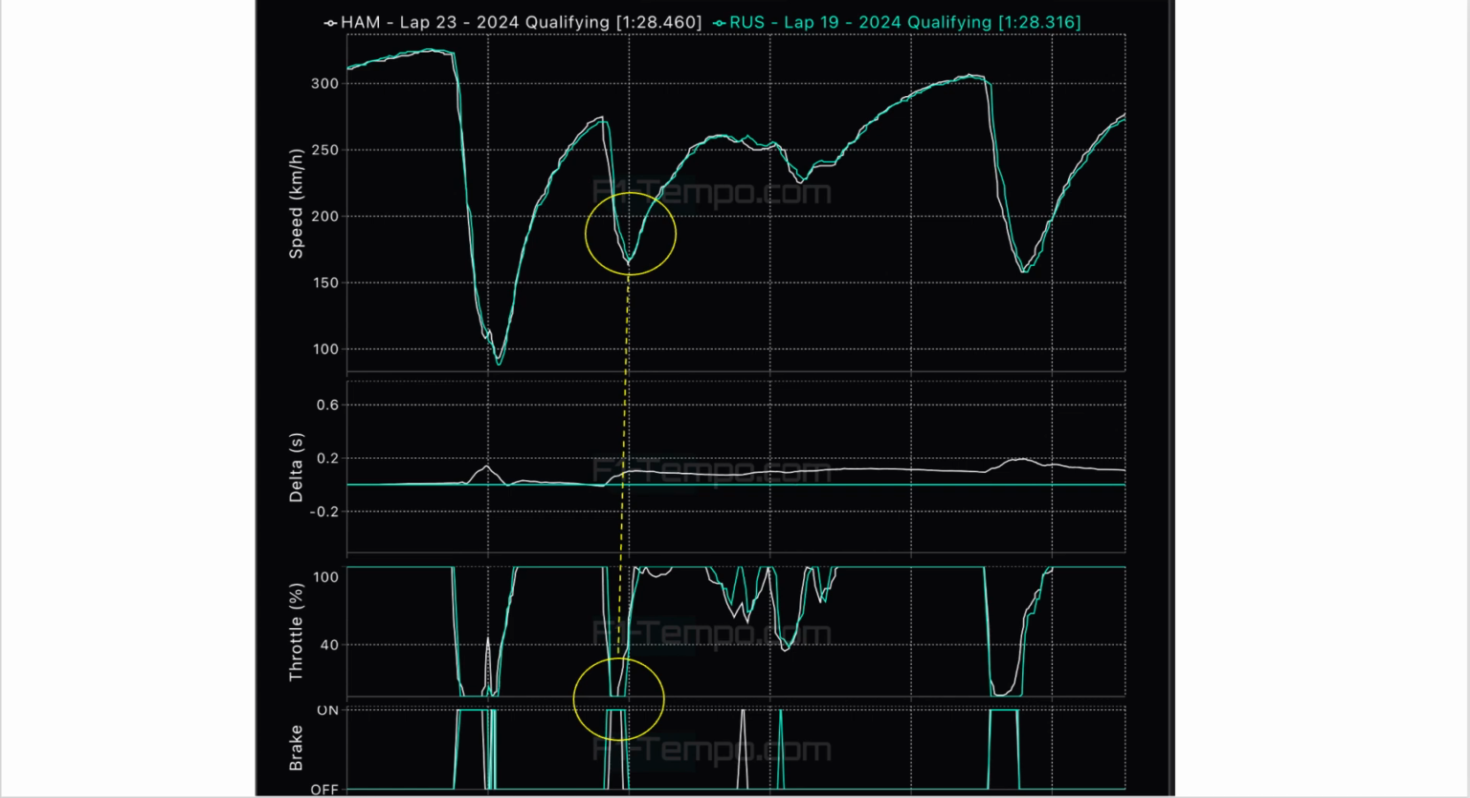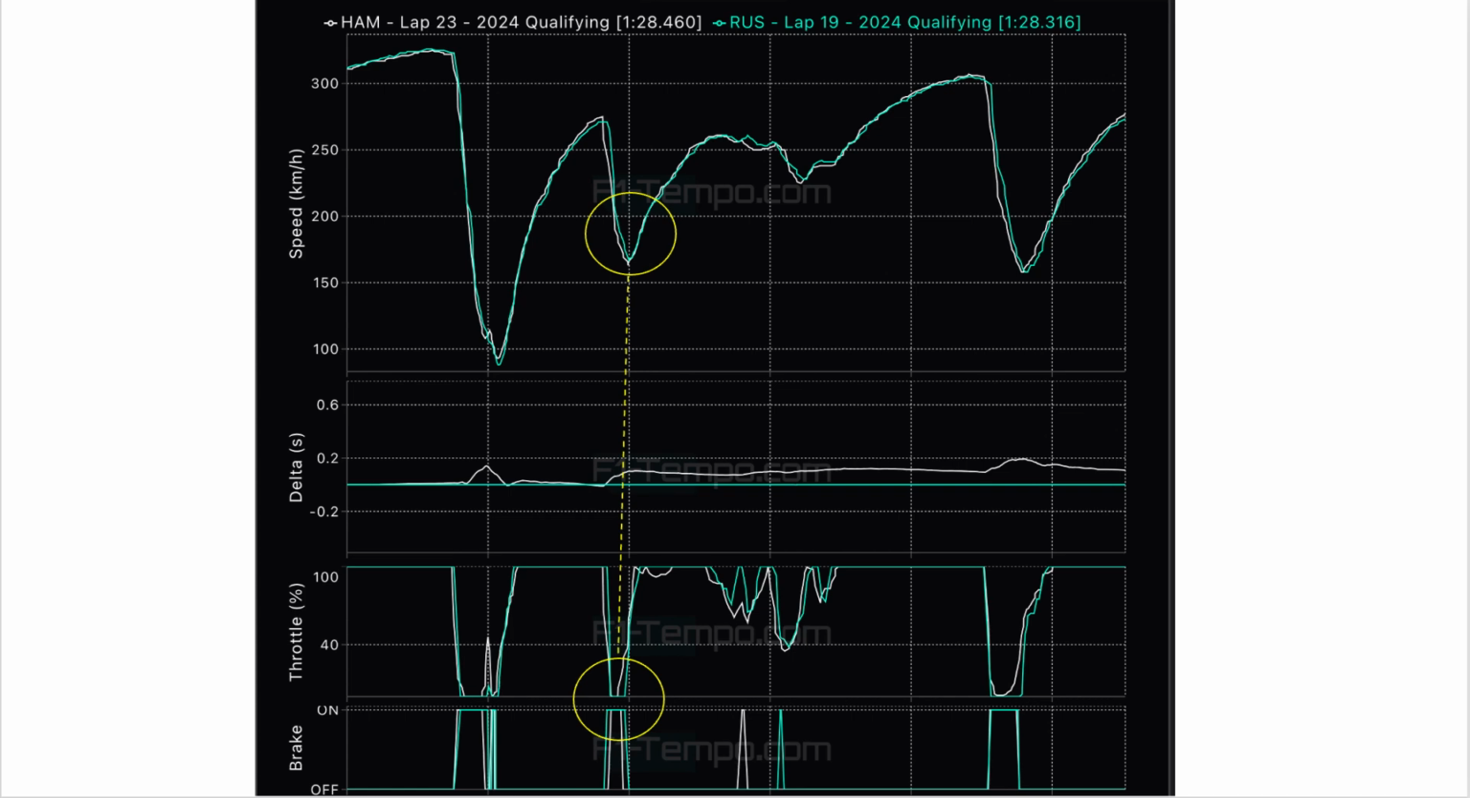And that tells me that there's a gap between coming off the throttle and hitting the brakes for Lewis. Whereas with George, you can see that although he comes off the throttle a bit later, he brakes at the same time. So he comes off the throttle and hits the brakes at the same time. That suggests to me that Lewis has got a little bit of hesitation going into the corner.